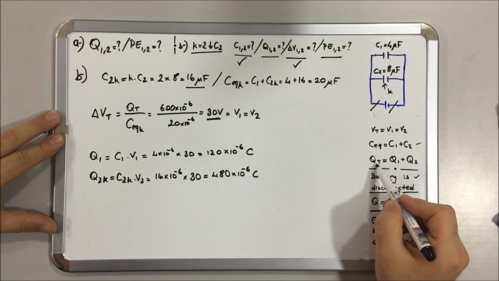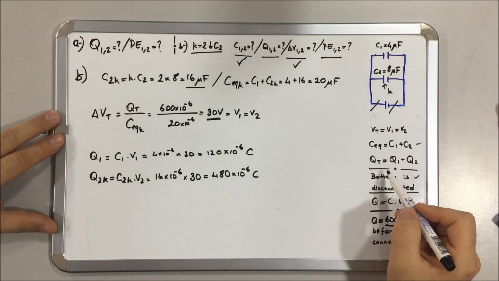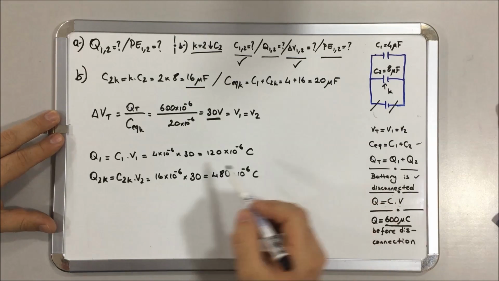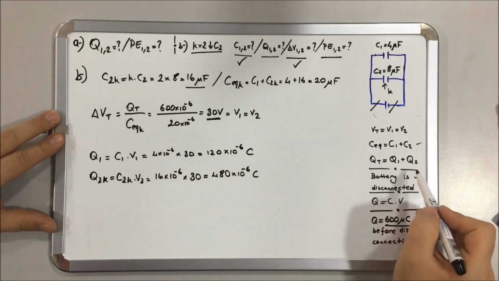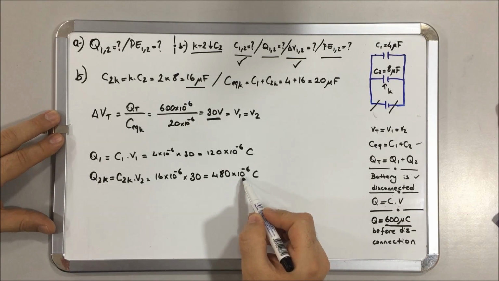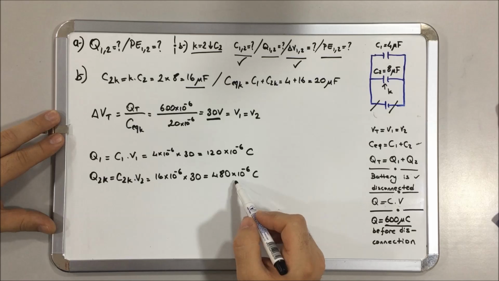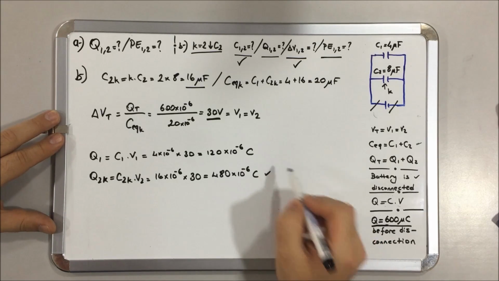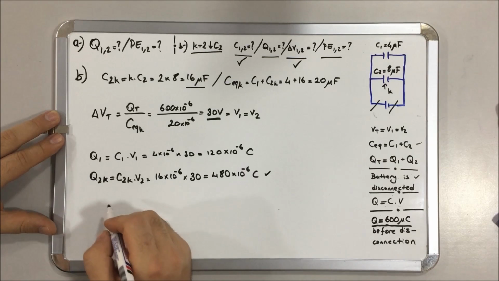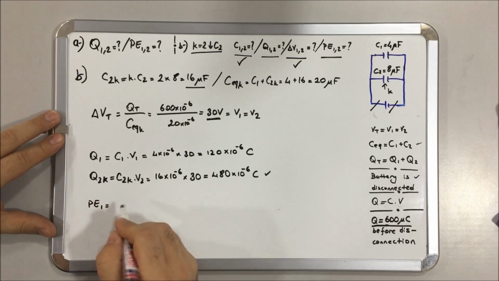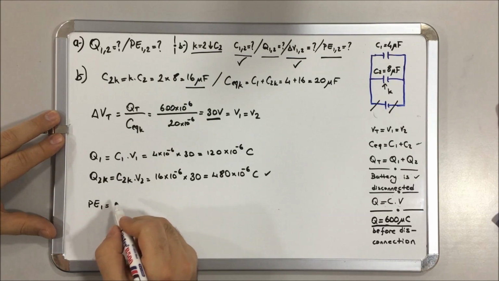And the total charge must be equal to the sum of all the charges. So Q1 is 120, Q2 is 480, so it will be 600. 10 to the minus 6 means microcoulomb. So the total charge is 600 microcoulomb. So we are correct. Let's calculate the potential energy of the first and the second.